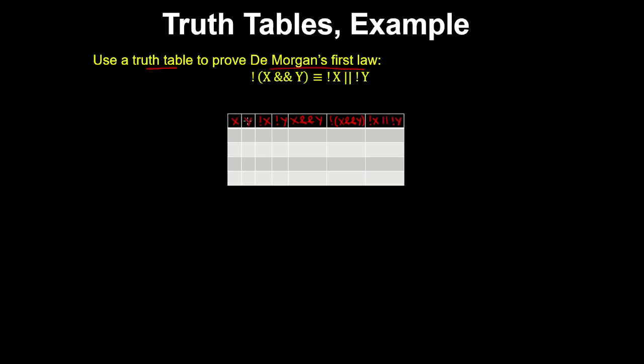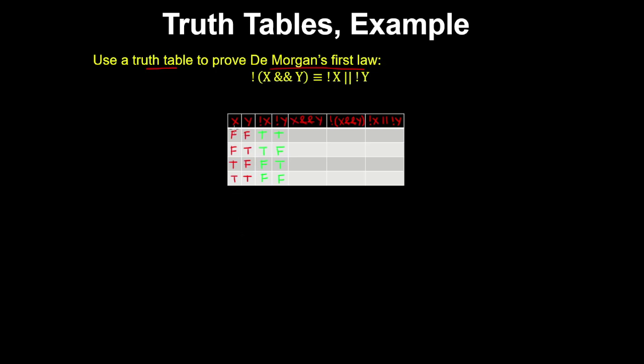So the possible values for x and y are false and false, false and true, true and false, and true and true. So therefore not x is not false, which is true, not false is true, not true is false, and not true is false. And not y is not false, which is true, not true is false, not false is true, and not true is false.